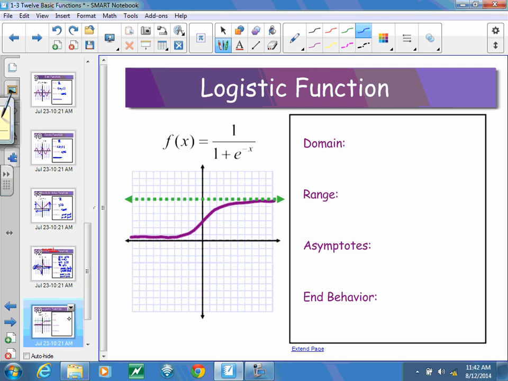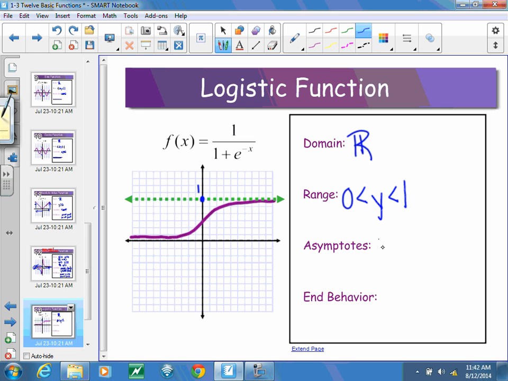The last and final function that we're going to be going over is the logistic function, which comes up once we start working with logarithms. And this function here has kind of a little funky graph to it and a little interesting equation. And its domain is going to be all real numbers. And its range is only going to be the values of y that are greater than 0 and less than 1. We do have two asymptotes here.